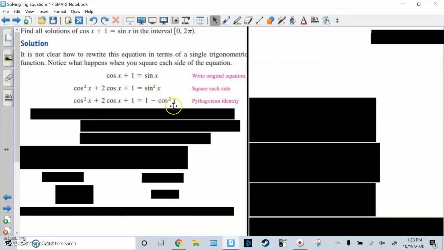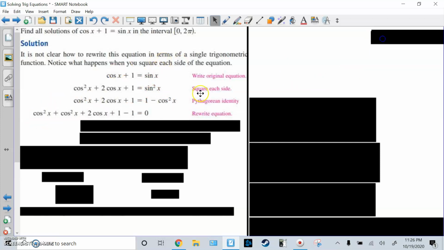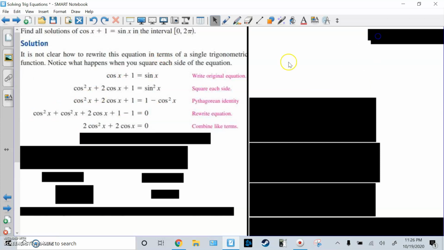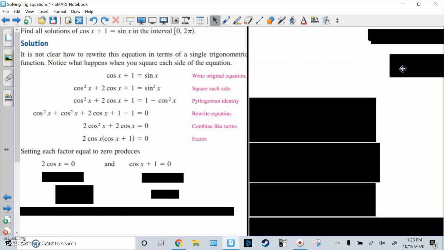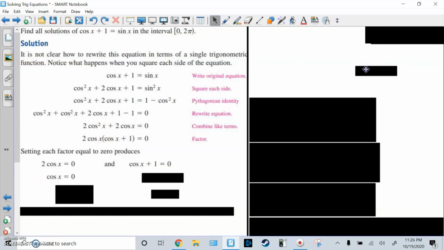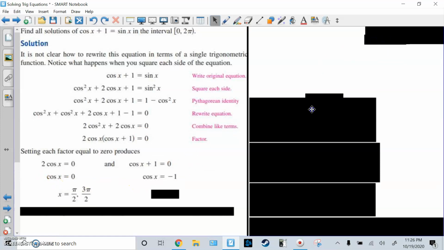Then we're going to do the Pythagorean identity down the right side. Sine squared x turns to 1 minus cos squared x. But now everything's cosine. That's good. All right, so squaring both sides is a technique. Move everything to one side, combine like terms, factor out the GCF, 2 cos x, then use the zero product property, set each equal to 0. This one, divide by 2. This one, subtract 1. Cos x is 0 at pi over 2, 3 pi over 2. Cos x is negative 1 at pi.